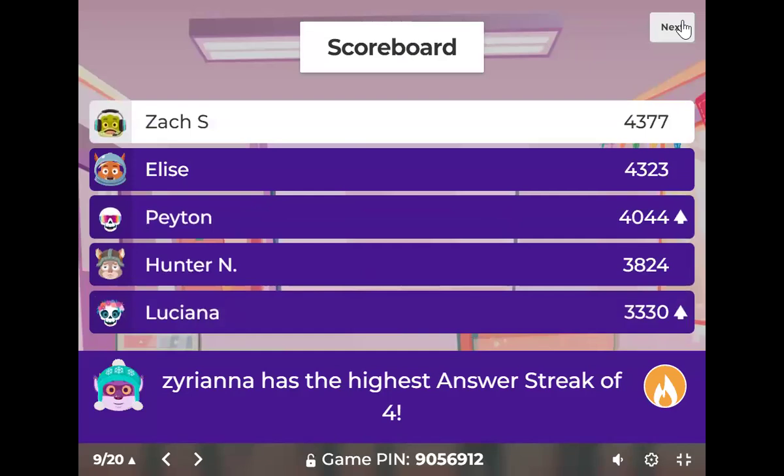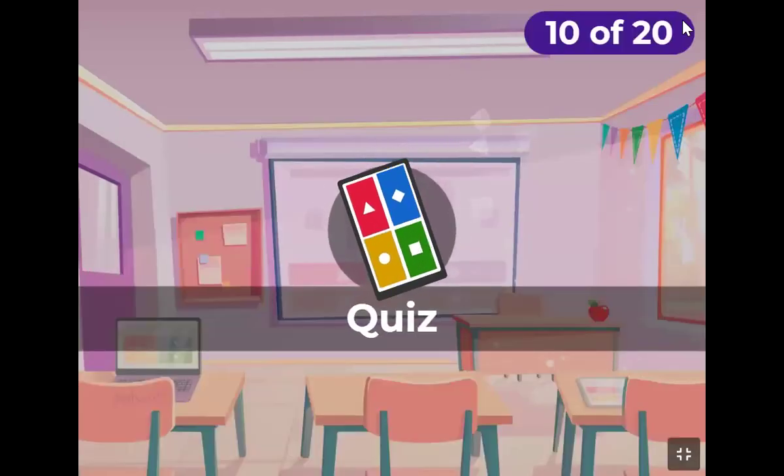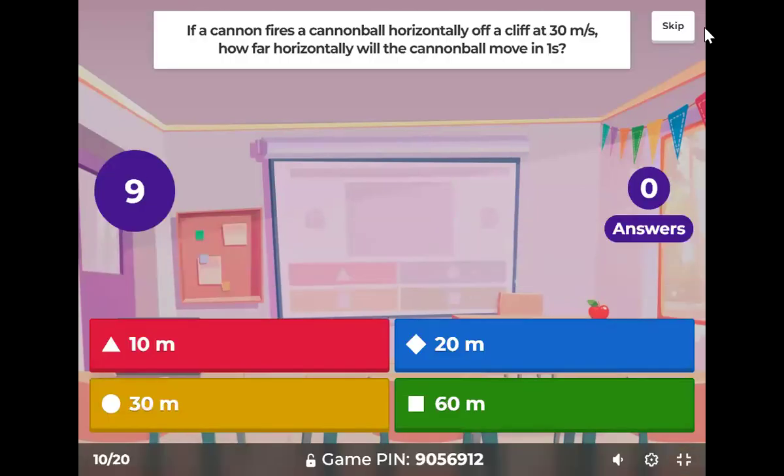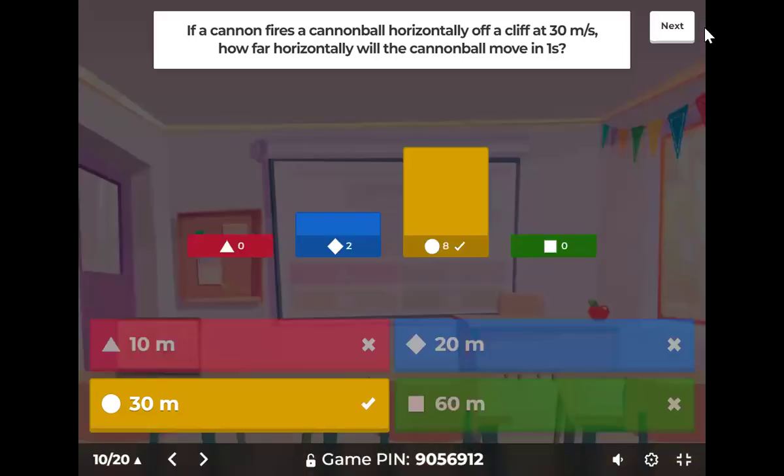All right, Luciana, Hunter, Peyton, Elise, Zach. A cannon fires a cannonball horizontally off a cliff at 30 meters per second. How far horizontally will the cannonball move in 1 second? Aha, 30 meters. Right, so this is all horizontal. If you blast it horizontally at some speed, then that is its horizontal component of velocity. It's always going that far every second.